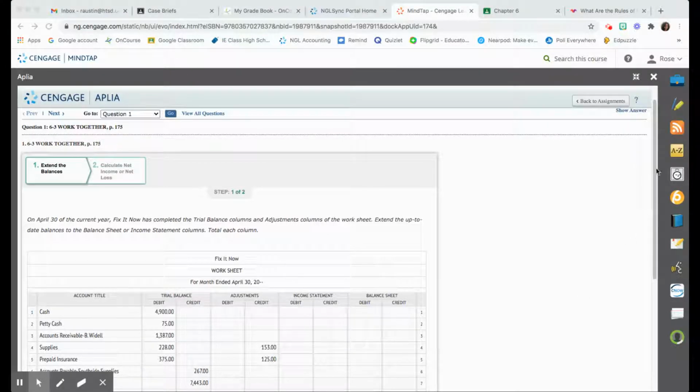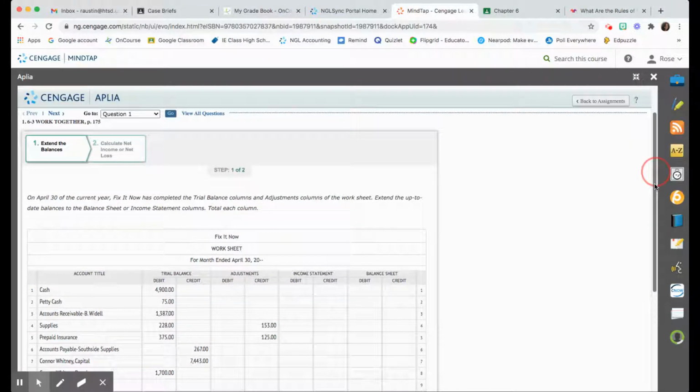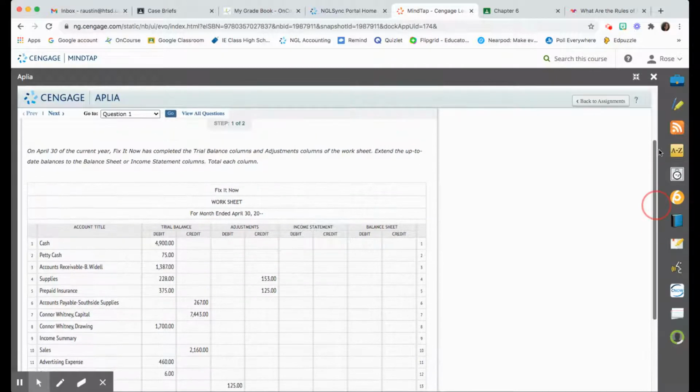All right, so we're getting close to preparing the financial statements, and we're going to do something called extending the balances on this worksheet. So we have our numbers from the trial balance section. We did our adjustments. Now the only thing we have to do is transfer these numbers to the income statement and the balance sheet, and that's what's called extending the balances.